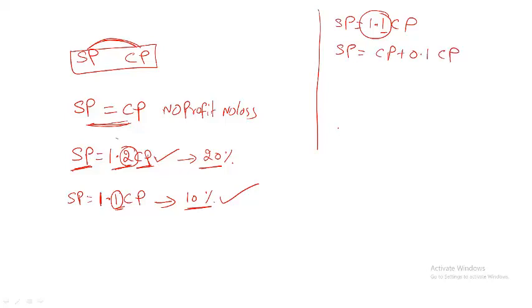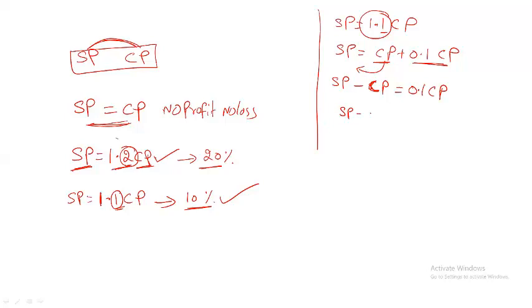Can I write like this? Why? Because if you add again cost price plus 0.1 time of cost price, it will give you again 1.1 time of cost price. Now I'm writing in the next step selling price. Take this cost price to the left hand side. So selling price minus cost price is equal to 0.1 time of cost price.